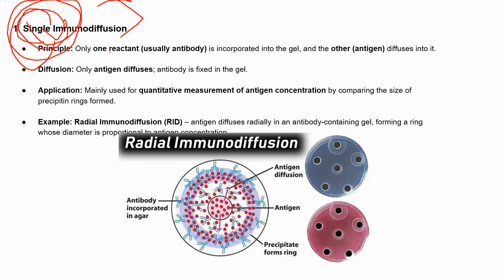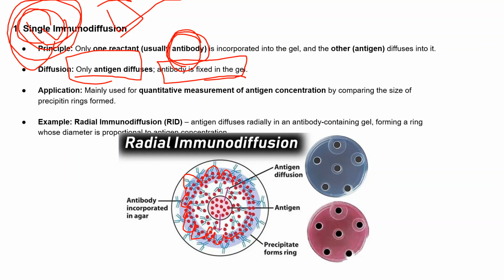Usually in single immunodiffusion, the antibody is incorporated into the agar gel. If we incorporate the antibody into the agar gel, it will be fixed in that place and will not move. So the other thing will start diffusing. In immuno there is a reaction between antigen and antibody, so the antigen will diffuse into it. So only antigen diffuses and antibody is fixed inside the gel. That is the case of single immunodiffusion.